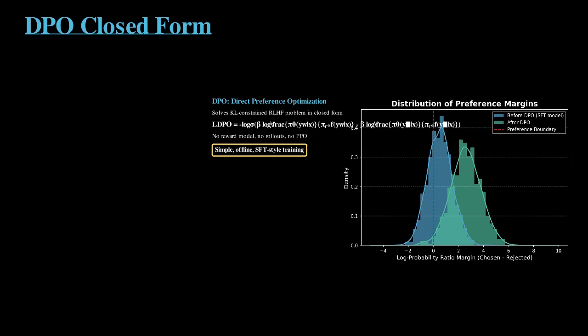This plot shows the effect. Before DPO, the preference margins are centered around 0. After DPO, the distribution has shifted significantly positive, indicating the model has successfully learned the preference mapping.